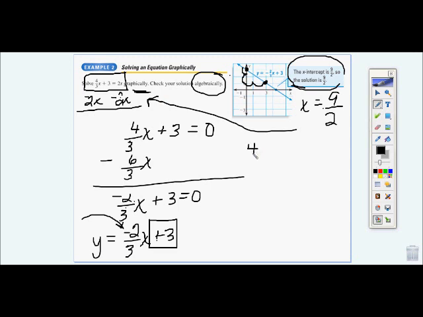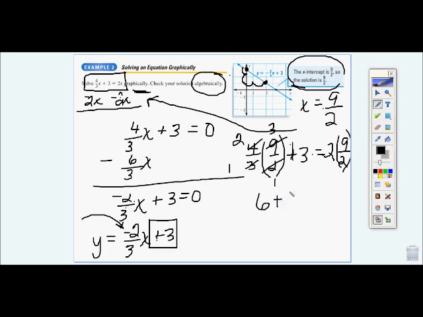So we would have 4/3 times 9/2 plus 3 equals 2 times 9/2. When I go ahead and multiply this, let's do some reducing. 3 goes into 3 once. 3 goes into 9 3 times. 2 goes into 2 once. 2 goes into 4 2 times. 2 times 3 is 6. So 6 plus 3. And then let's go ahead and multiply this side.